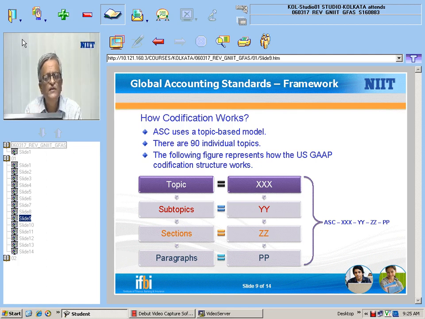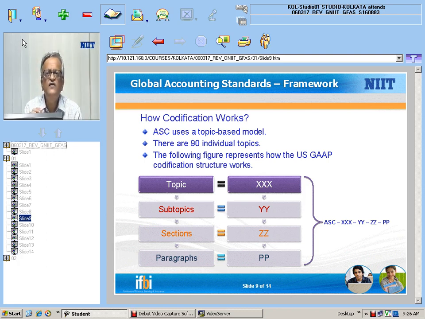Suppose you want to know something about inventory under assets, how it is measured. How is inventory measured? So what will you do? First, go to topic 300, which is asset. Second, go to inventory, which is 30. Then third, you go to measurement, that is 30, which is the section. So in this way, the accounting codification works.